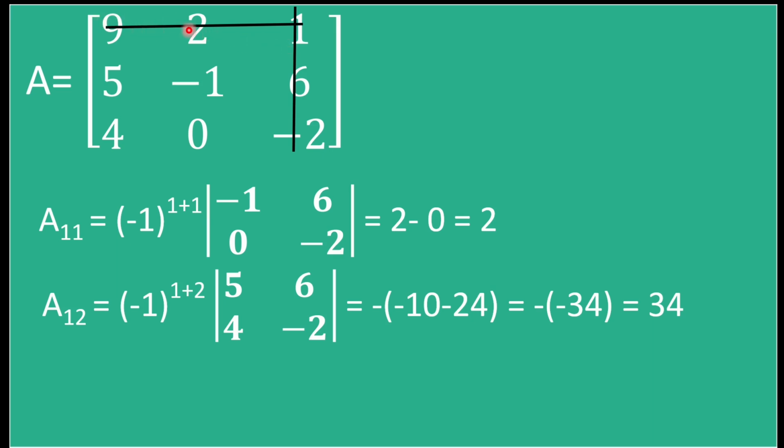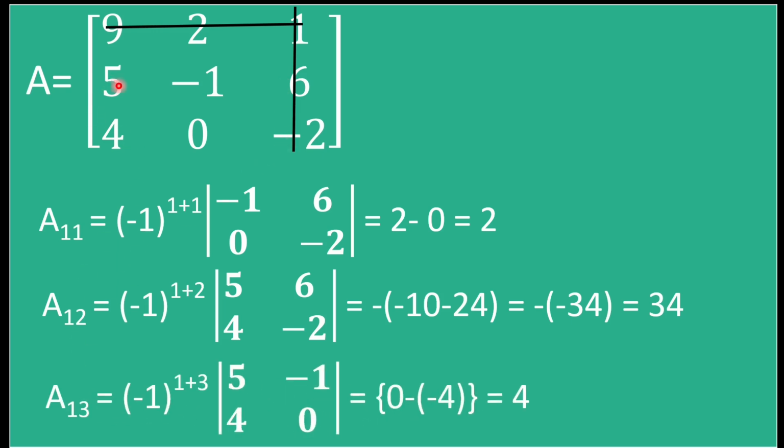Now we will determine A13. For A13 we will eliminate the first row and third column, and then we will write this 5, -1 and 4, 0. Now we will multiply these, this will become 0, and then minus, and 4 times -1 equals -4. So this is 0, and then this minus when multiplied with -4 will become 4. So it means that we have A13 equal to 4.